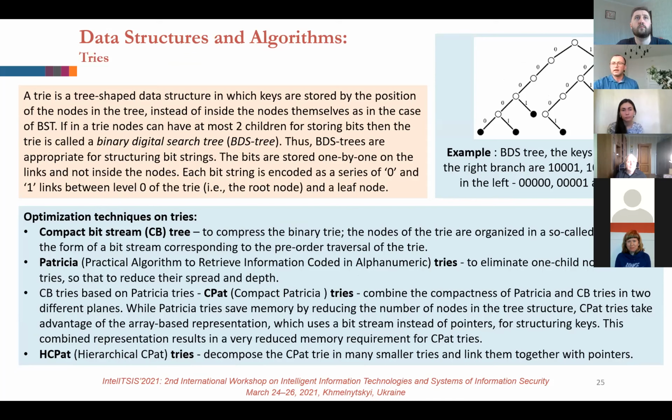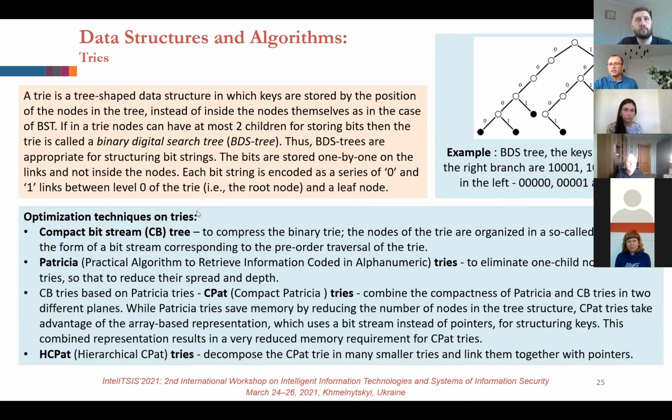Tries is another tree-shaped data structure that has been analyzed. An example of a binary digital search trie is shown here in a figure. The basic trie structure has several shortcomings which can cause performance loss in an information retrieval system. For example, when nodes of the trie have one single child only and the trie becomes very deep.